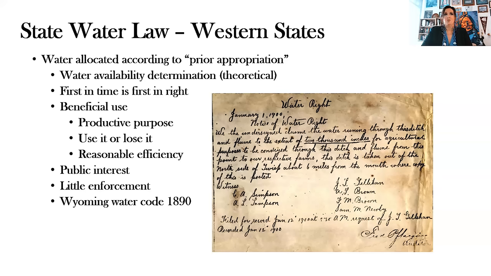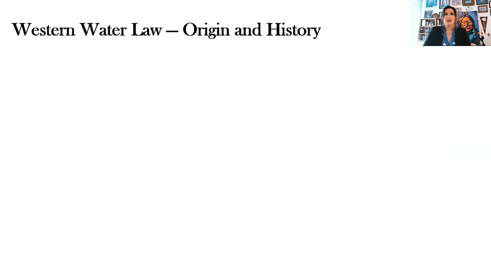They had to use that water continuously or lose their priority right to it. And they had to use it with reasonable efficiency. It had to be somehow in the general public interest. But that was really subject to very little enforcement and very little regulation. In fact, it was Wyoming that passed the first water code in the United States in 1890.